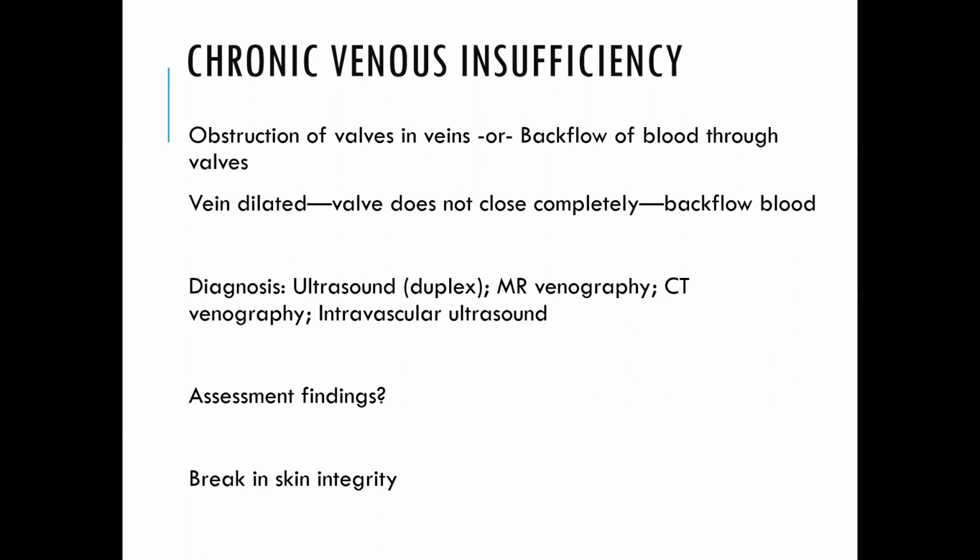How are they going to know? Diagnosis. Well, they're going to try to ultrasound or duplex ultrasound the vein. So they're going to make sure your technician knows it's a venous ultrasound and the extremity they want it done on. They can do an MR venography or a CT venography. They can do an intravascular ultrasound, which can measure the lumen, the diameter of the vein, and look for vein wall abnormalities.